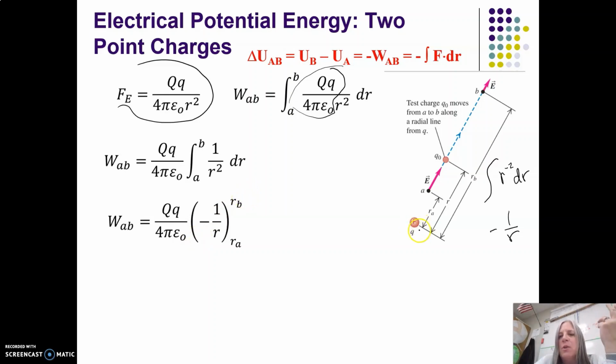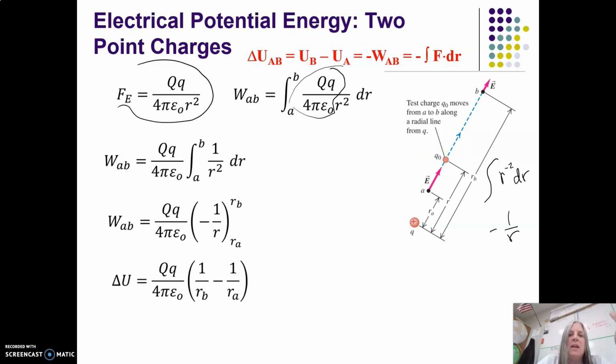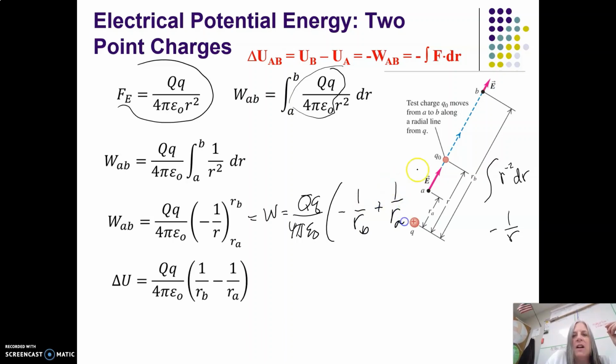So here is a test charge that we're going to move from some point A up here to some point B. And so my limits would be from r_A to r_B, measured from some other point charge. This is the little charge I'm moving, by the way, if you are looking at the picture. And so if I do that, I'm going to have that my work is equal to Qq over 4 pi epsilon naught, and then we'd have a negative 1 over r_B minus a negative, or plus, 1 over r_A.